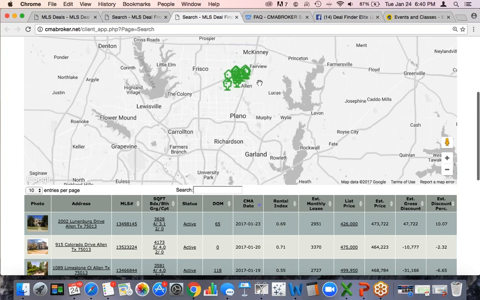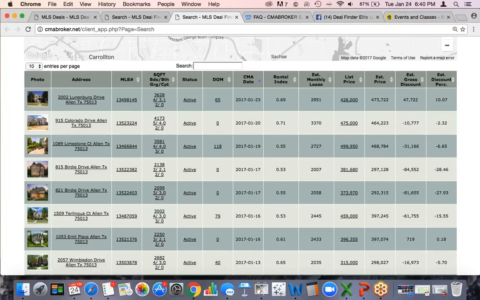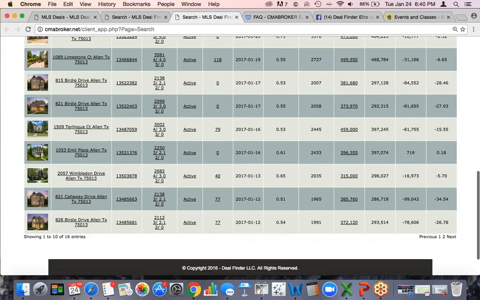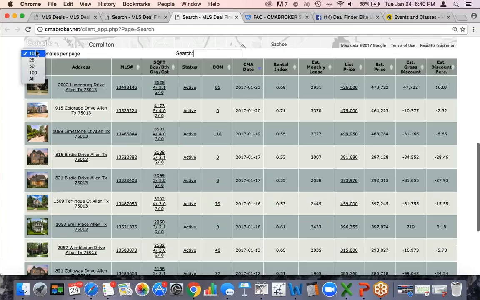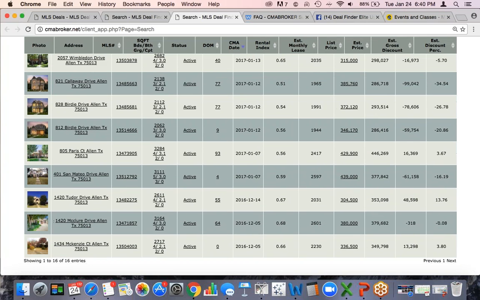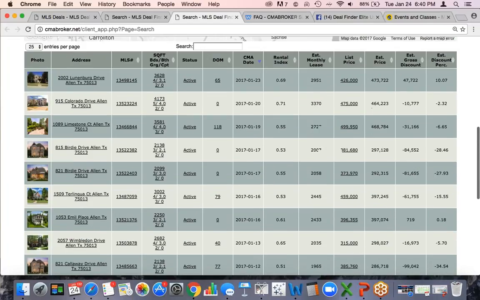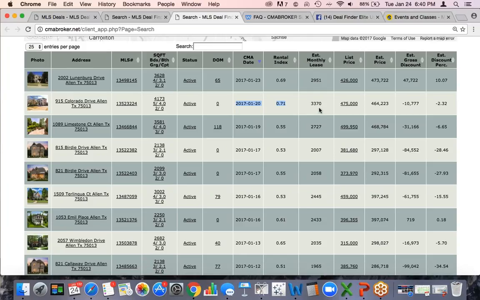So you can see where they are and so on and so forth. But I'm more interested in the range. 0.53 was the highest I got here. Here I'm showing 1 to 10 properties, so maybe I want to look at everything. The highest I see is 0.71. Let me go back here so you guys can see it. That's this one right here. It just hit the market on the 20th, and we found it right away. It looks like this.